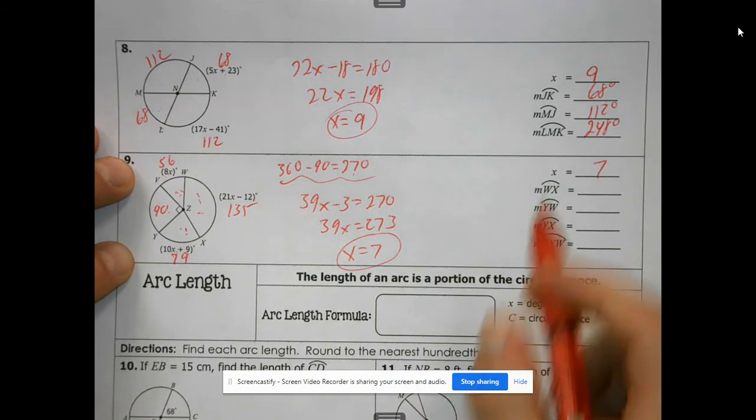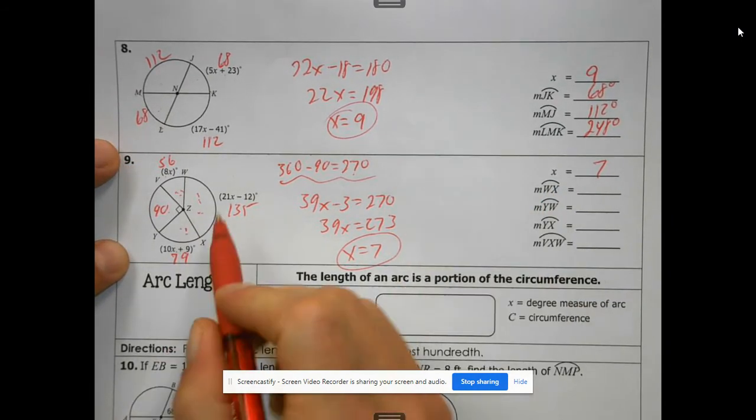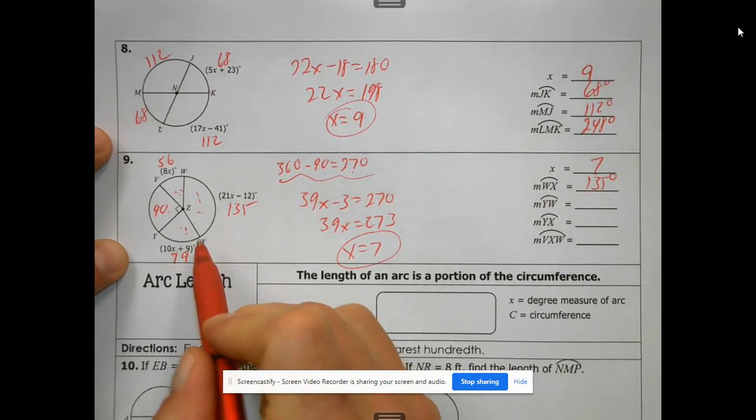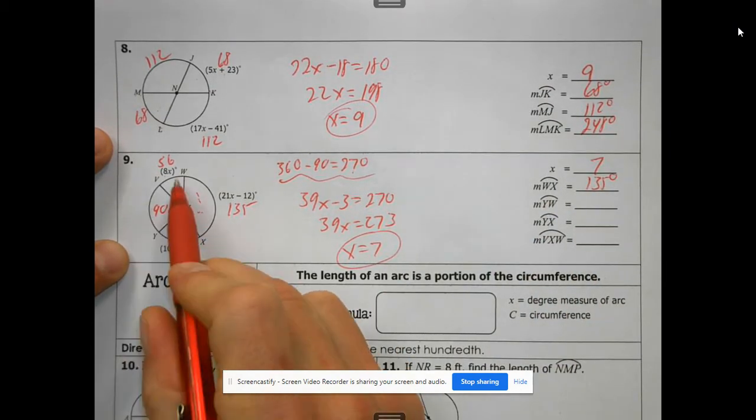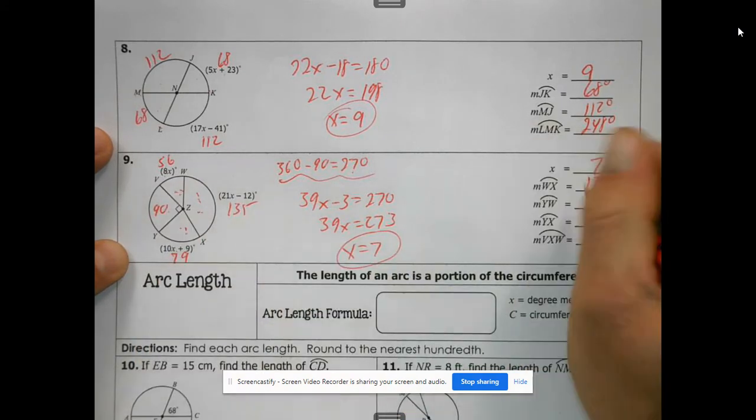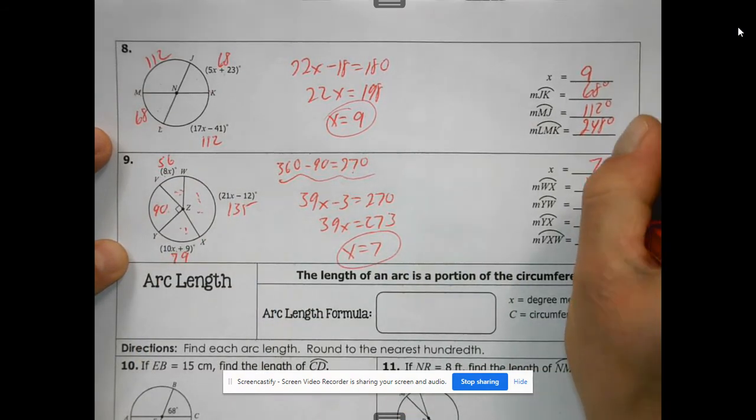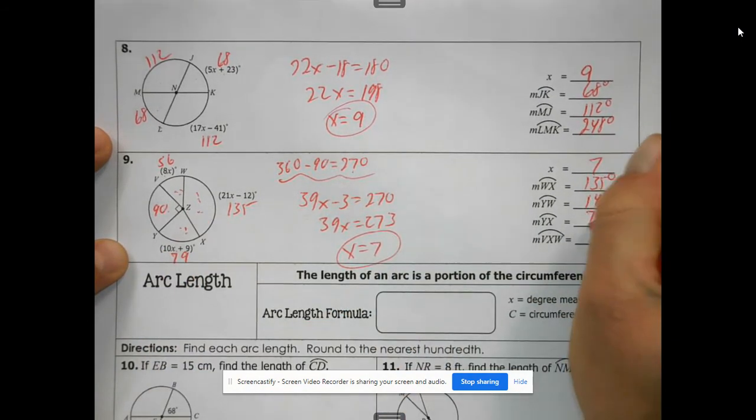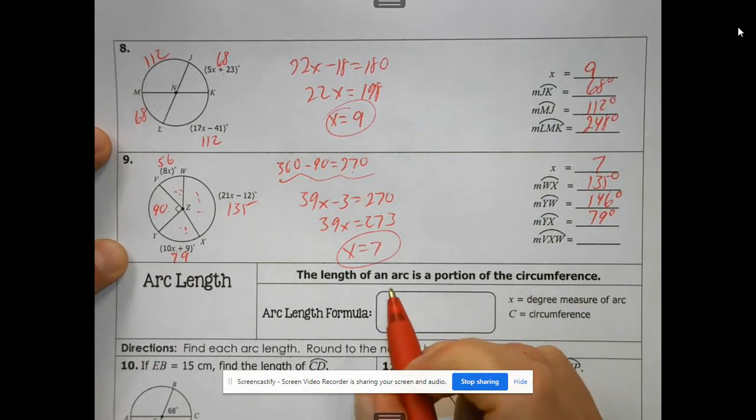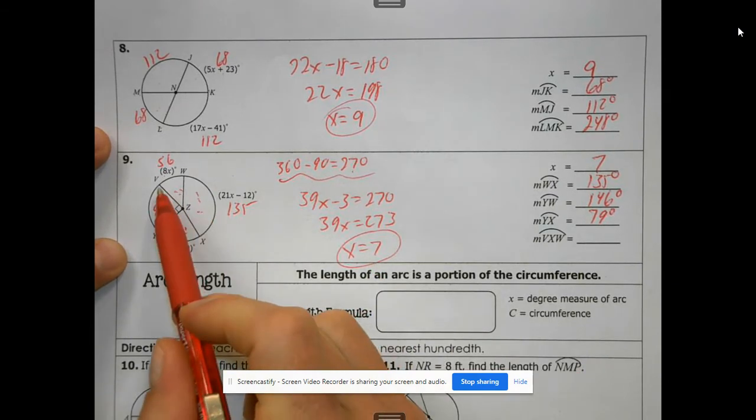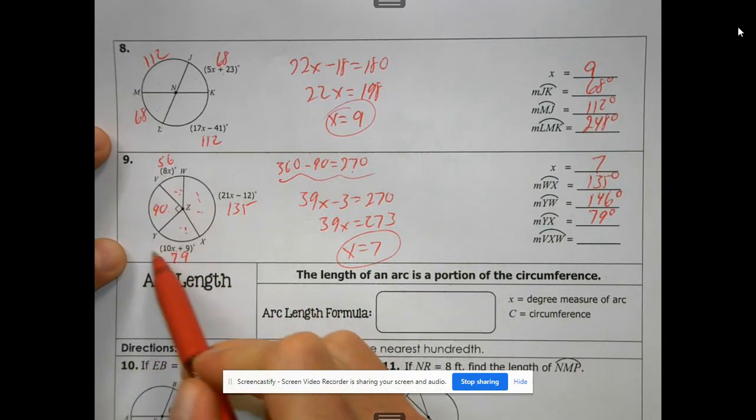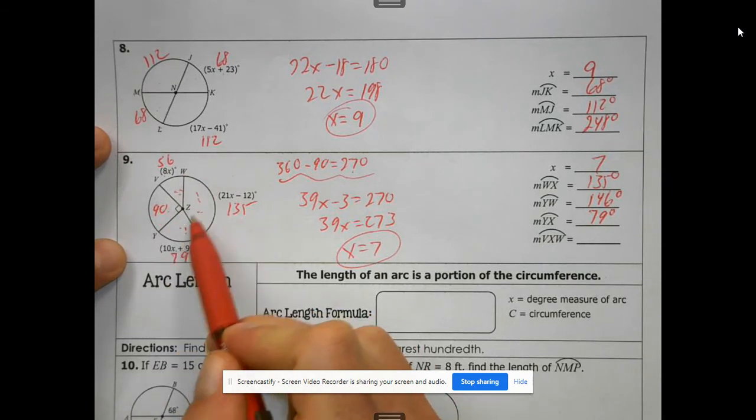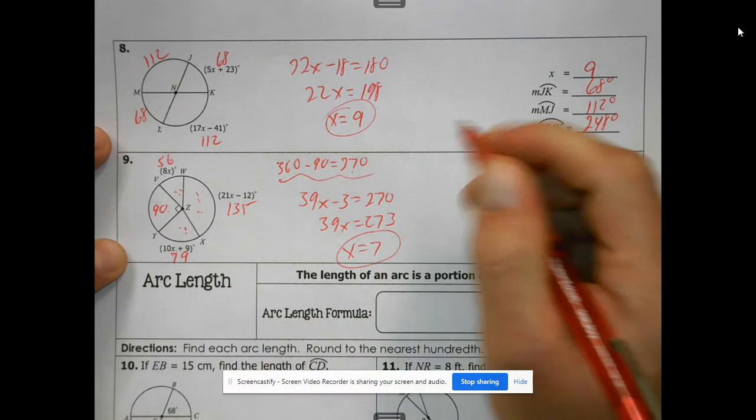All right, measure of arc W to X. W to X, 135. Y to W, so these two right here, 135. I'm sorry, 146. Y to X, 79. And the big guy, V to X to W. So all three of these right here comes out to be 304.